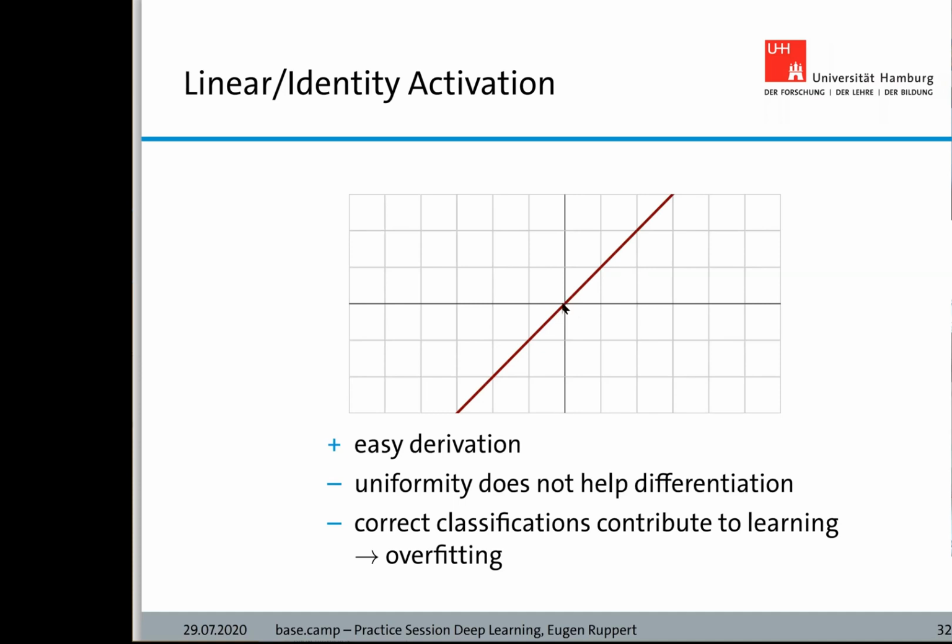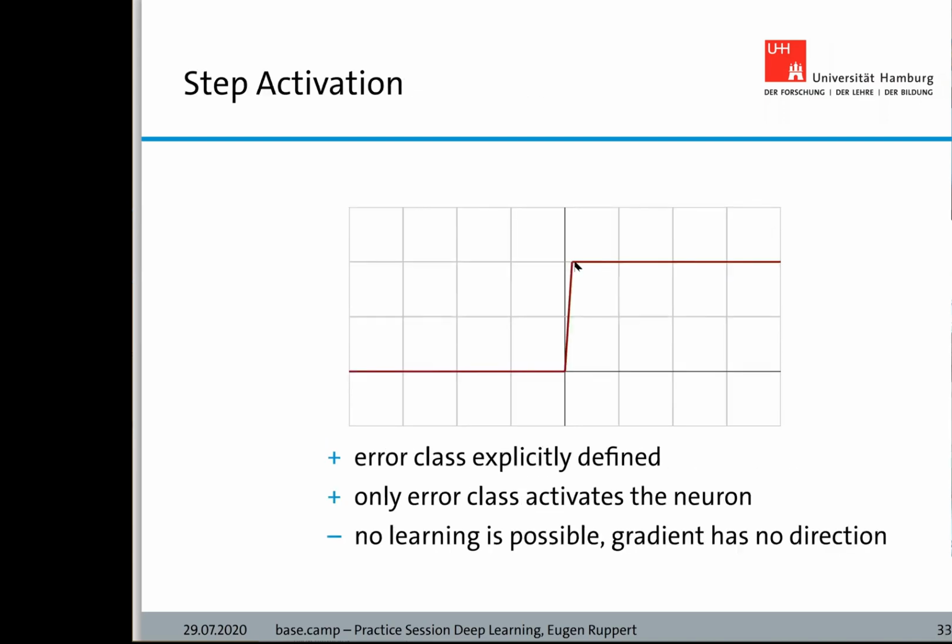However, since we also get the same derivative on the correctly classified ones, we are actually pushing the border a little bit too much. This can lead to overfitting, because we are still continuing to push the weights in the direction where we are actually already getting a good performance. So this is maybe something that is not that good for networks. What you can think of is that you're doing this step activation. So you have this error class.